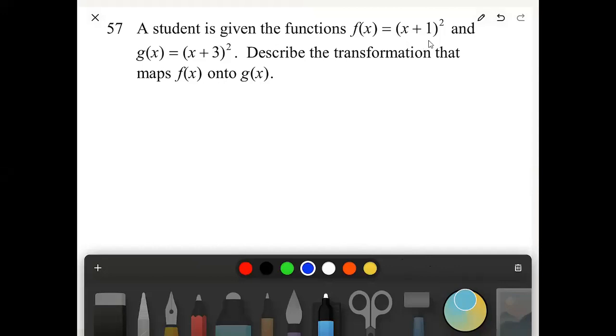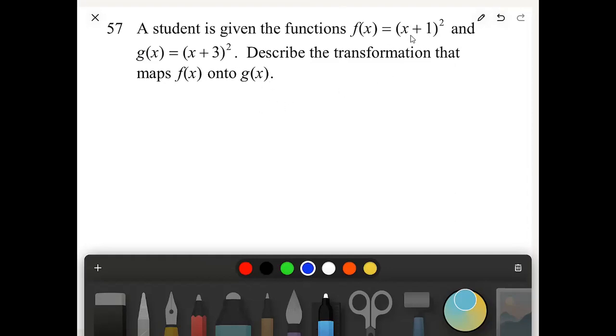They're giving you two graphs, so all you really have to do is graph both of them and then see how they relate to each other, and then just describe that relationship. So let's go. One of the functions, f of x, is going to be (x plus 1) squared. So this is going to be a quadratic. This one, g of x, is also a quadratic. So it's going to be quantity x plus 3 squared.